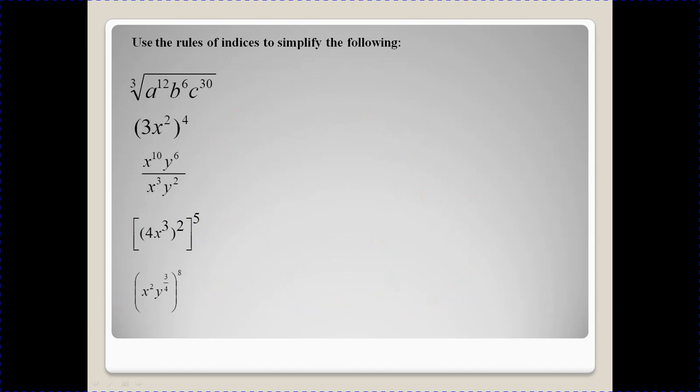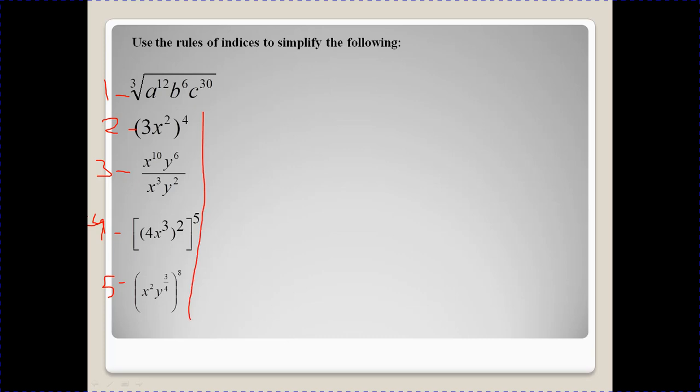Now it's your turn to try and solve the following problem: the cube root of a^12 b^6 c^30. This is problem number 1. I did not number them, so let me number them: this is number 1, number 2, number 3, number 4, and number 5. Okay, let me just solve the first one.